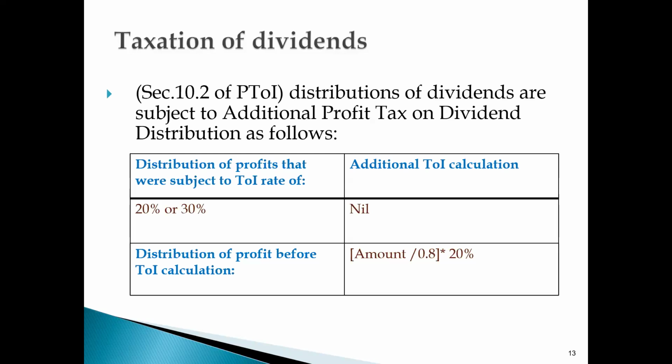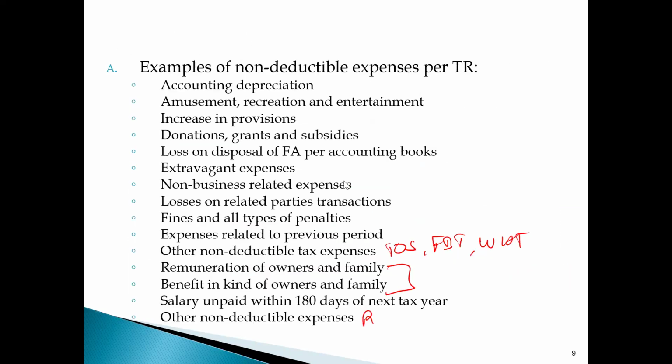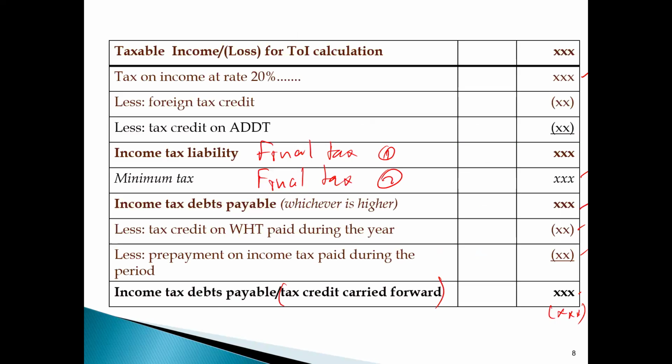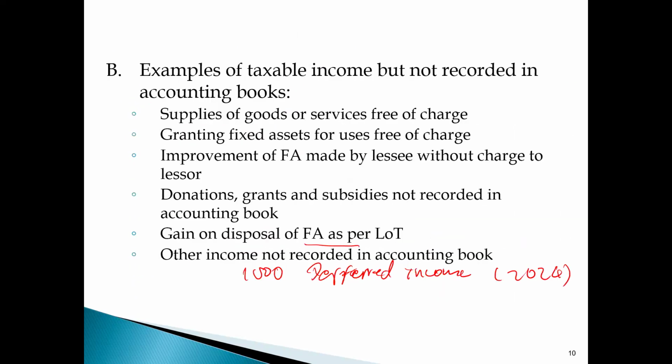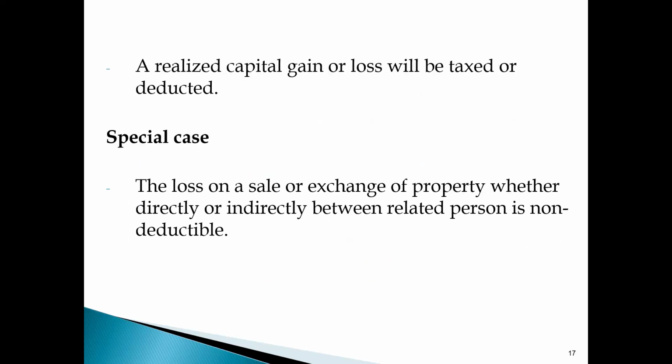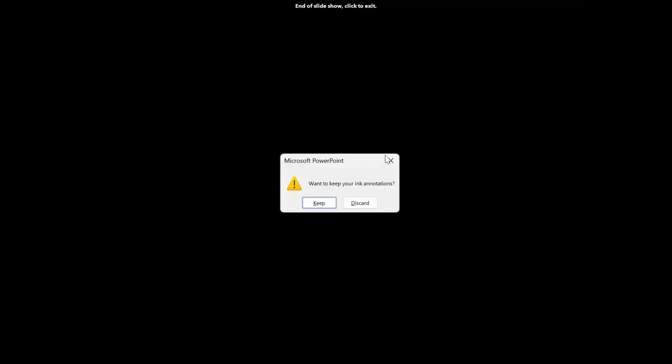Okay, but there is a new rule, what we call additional profit tax on dividend distribution, which we can see here. ADDT can be deducted from tax on income during the year. So why do we need to pay this?